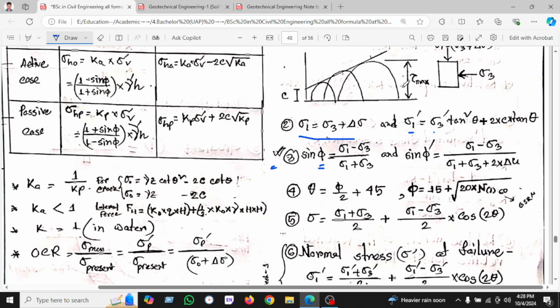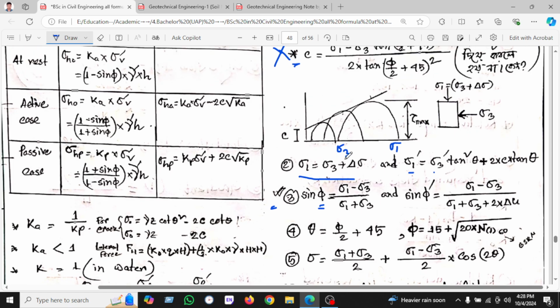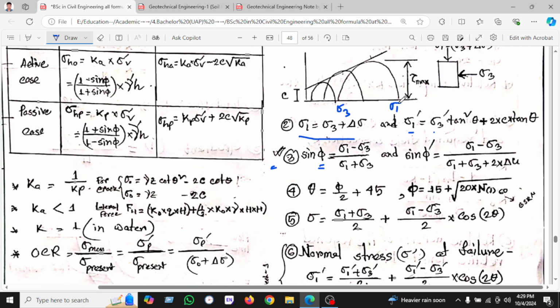Here we can see lots of circles. The circle will start from sigma 1 and this will be sigma 2, but not this sigma 1 and this sigma 2, because this is derived from a researcher. The circle on the right side will be sigma 1, and on the left side will be sigma 3.